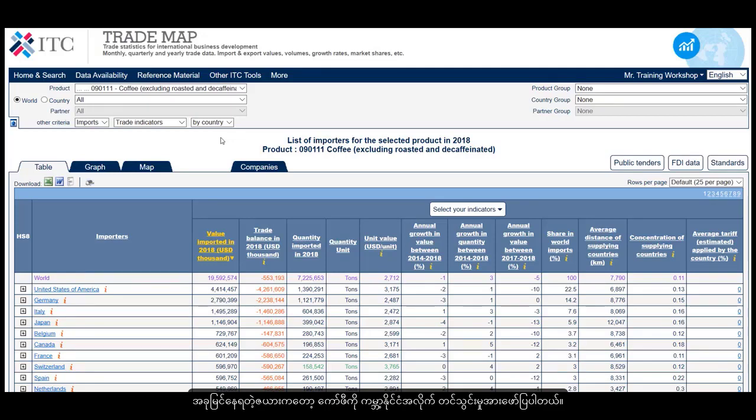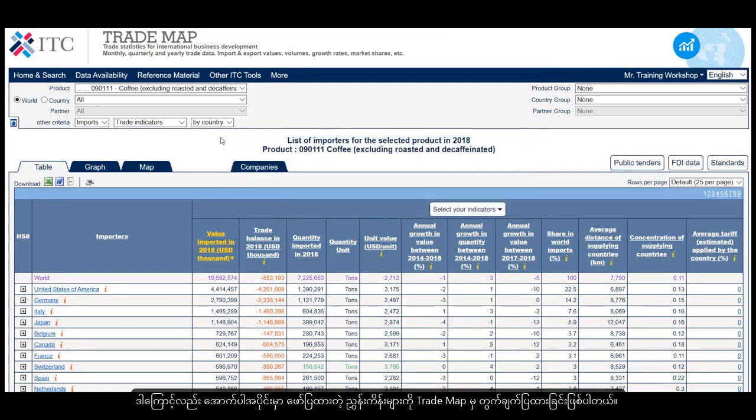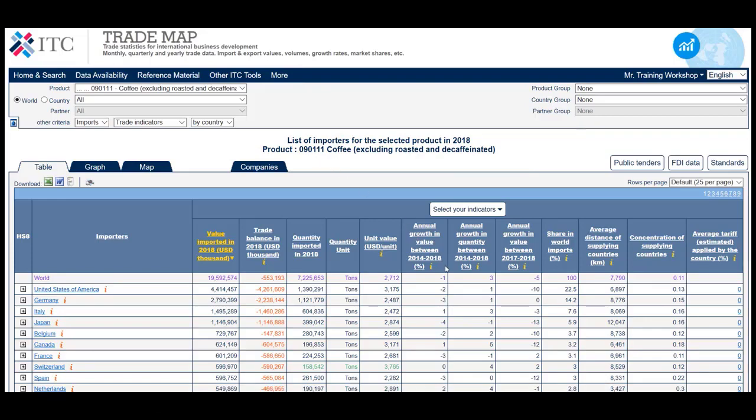The table we are looking at right now shows the global imports of coffee by country. To analyze the market in depth, it is necessary to know and understand its dynamism, which is the reason why Trademap also calculates the indicators described in the following section.